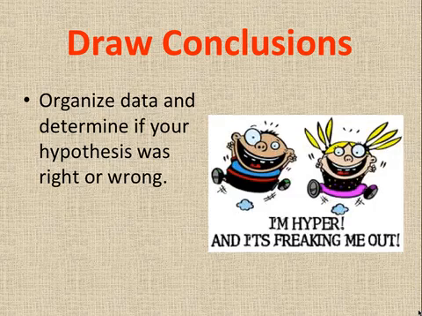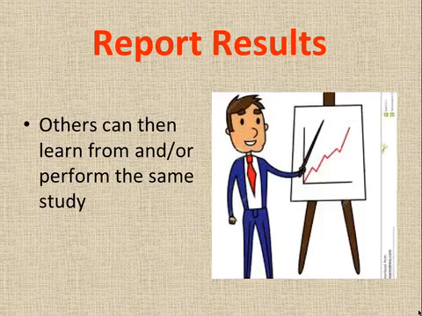Regardless of whether we are right or wrong, the next step in the process, step number 5, is to report the results. So others can then learn from what we have experimented on. They can perform the same study, or they can avoid the same study if it didn't work, if they choose to. But the results will help those behind us who are going to try to learn about the maybe effects of caffeine in the classroom as well.